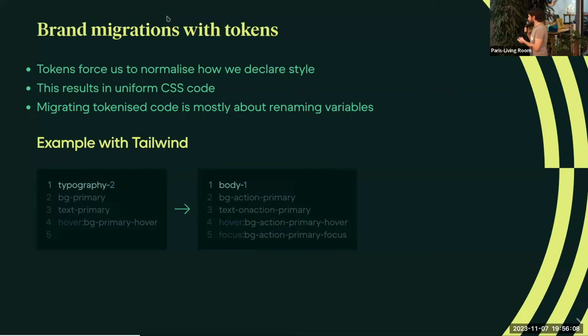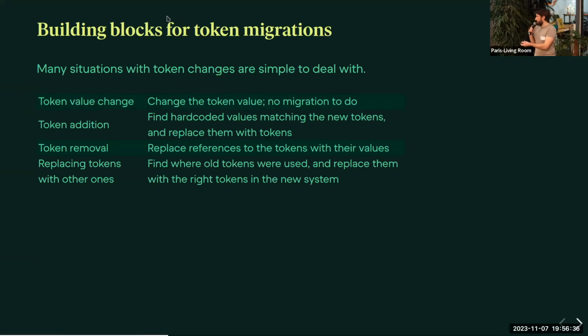For instance, let's say we are moving from a typography scale from 1 to 5 to a scale with headings and bodies. So we're going to see on the first line that we're going to rename one variable. And then maybe we're splitting the primary color for background and text, maybe we're splitting it between action colors and static colors. And again, we're going to be renaming variables. Maybe we're introducing a focus color as well, and it's the same thing.